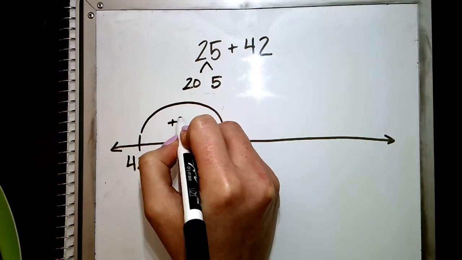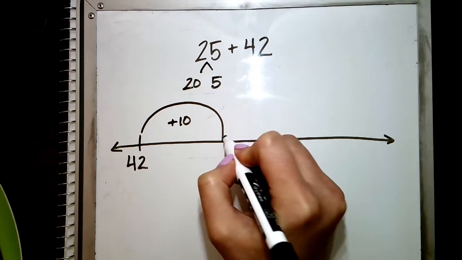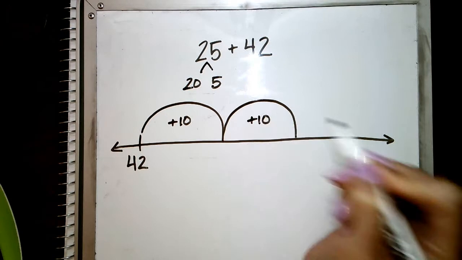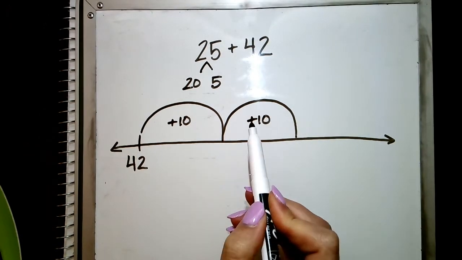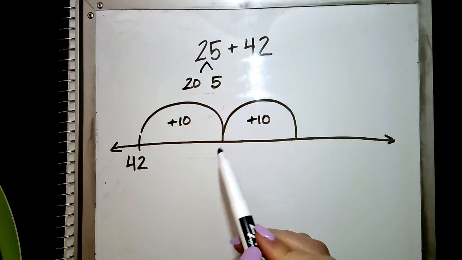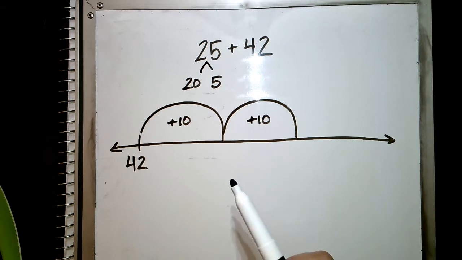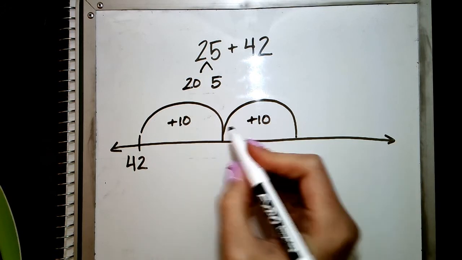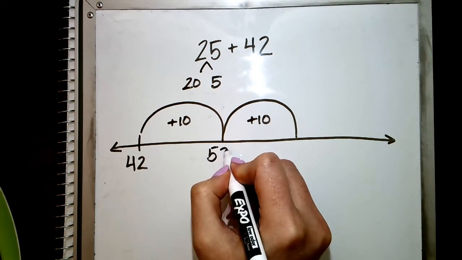So starting from 42, I'm going to take my first jump of 10. Don't forget to label. And then my second jump of 10. So right there, 10, 20. That's the 20 from my 25. But now I need to label where I landed after each jump. So 42 plus 10 is 52.